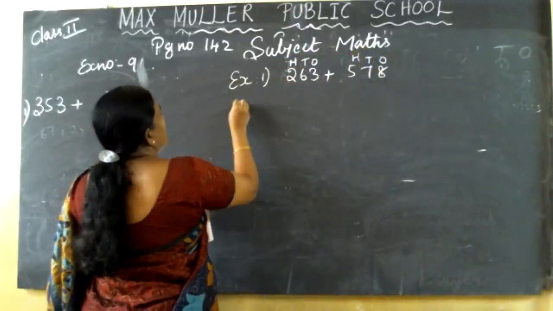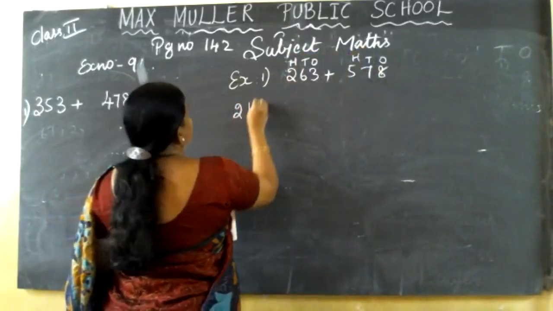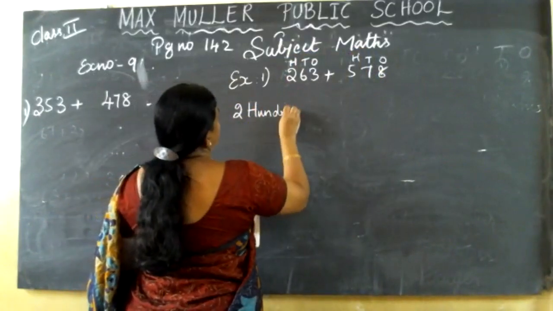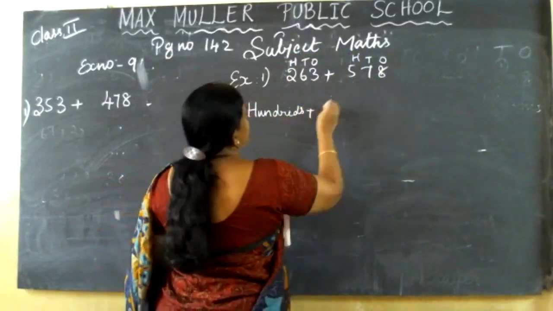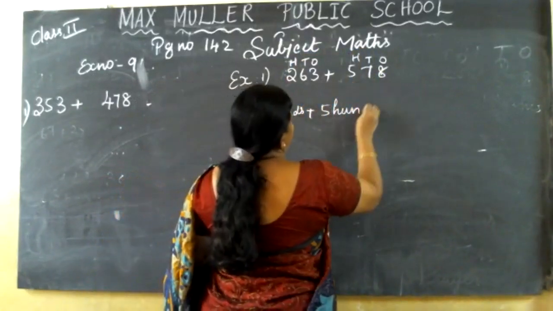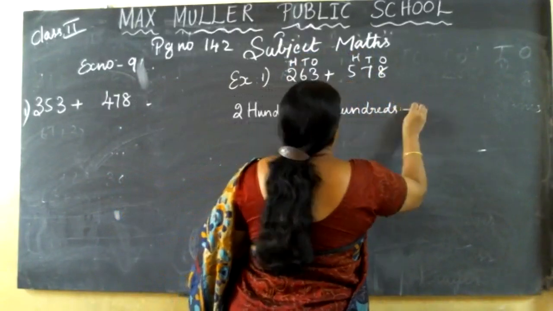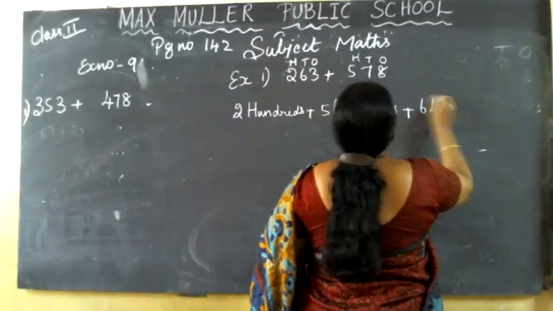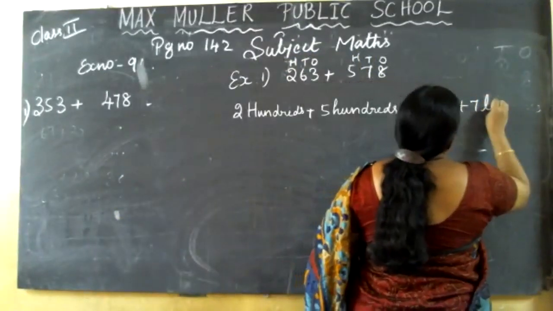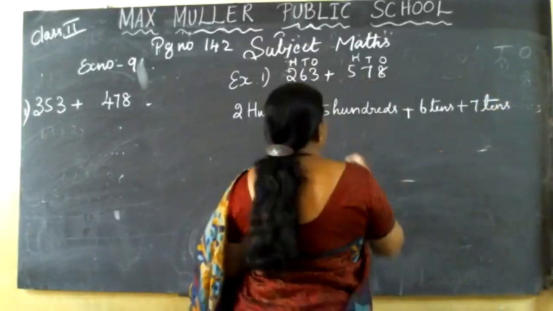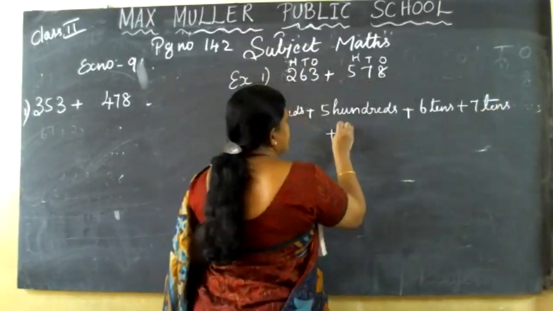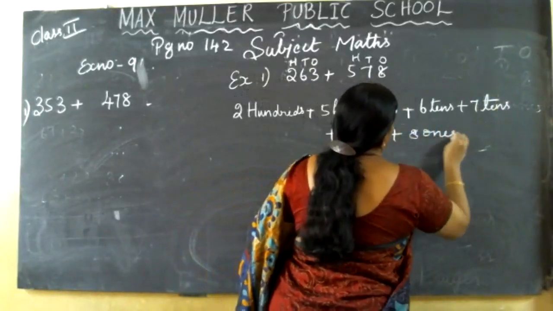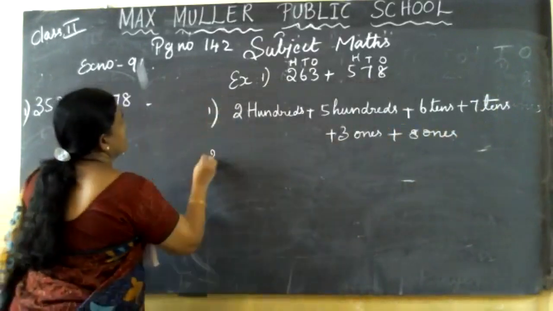First, 2 hundreds plus this 5 hundreds, plus 6 tens plus 7 tens, plus 3 ones plus 8 ones. This is the first point, children. Second point.